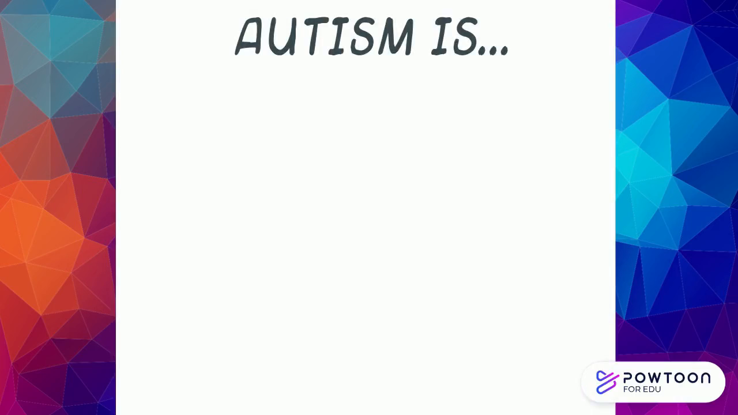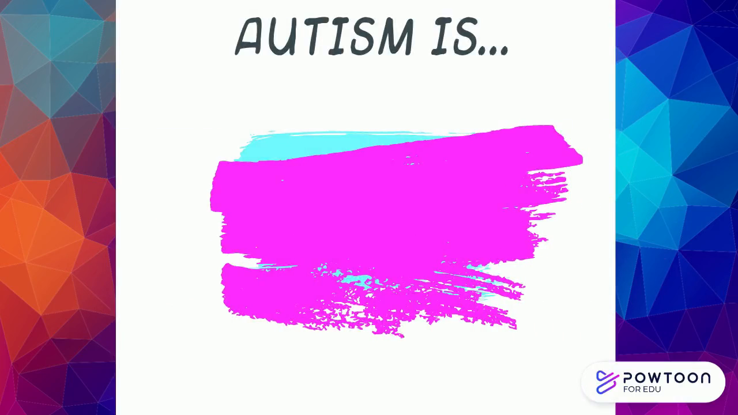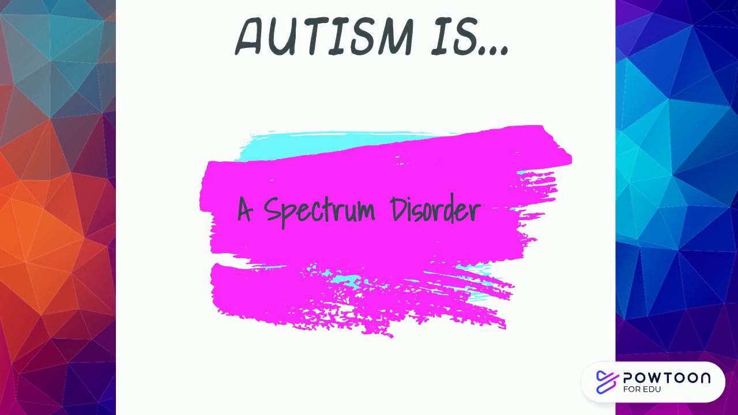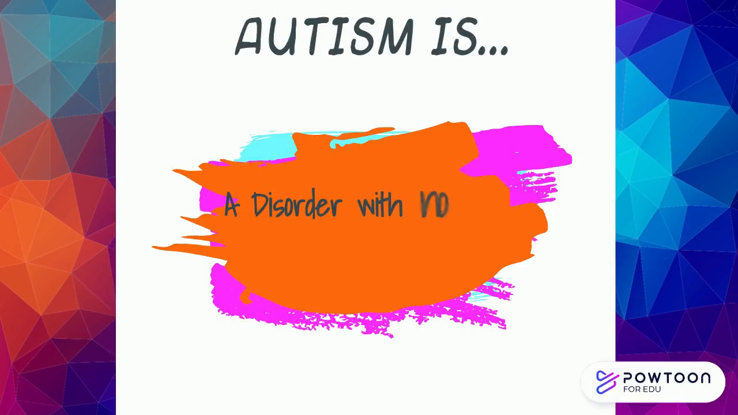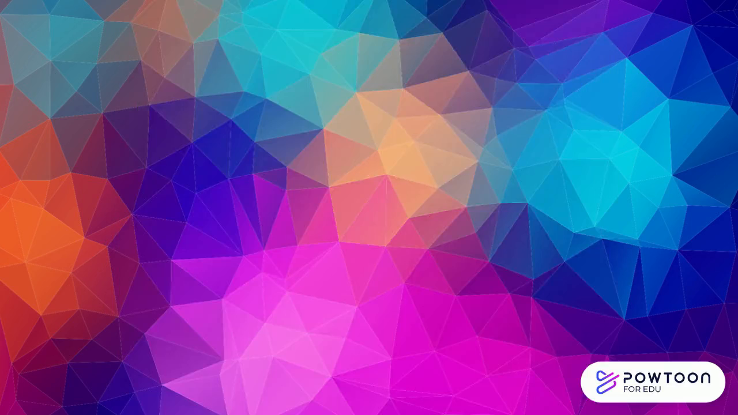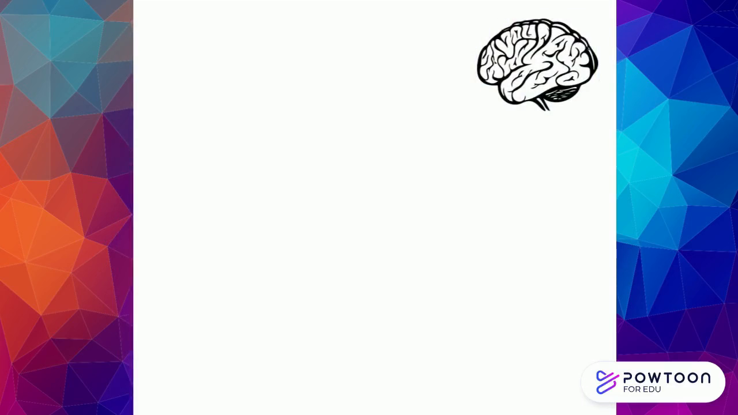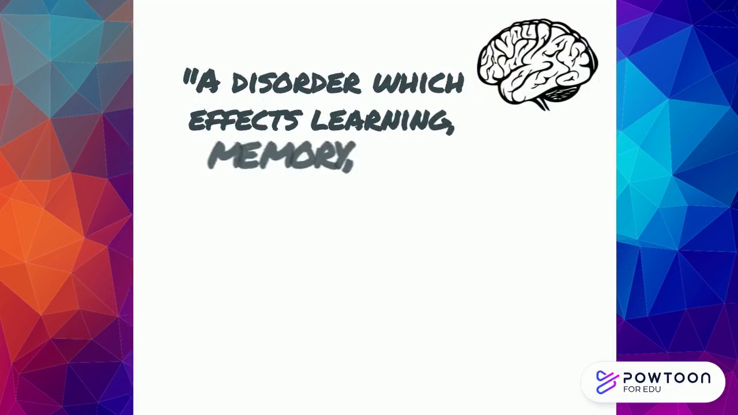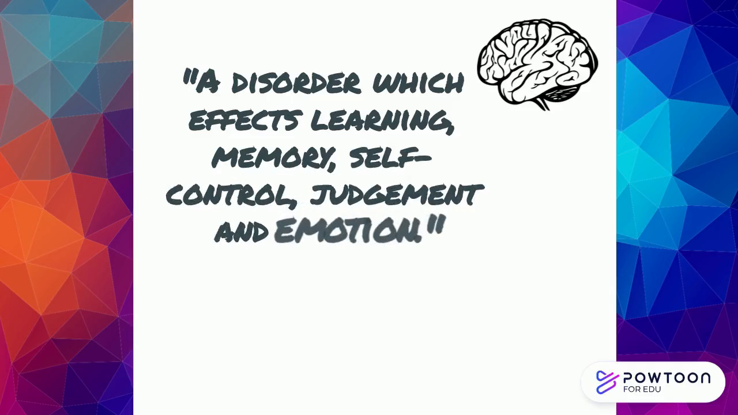Autism is a neurodevelopmental disorder. It is a spectrum disorder, and it is a disorder with no single known or accepted cause or cure. Remember these key points, as we will be discussing them shortly. A neurodevelopmental disorder is defined as a disorder which affects learning, memory, self-control, judgment, and emotion.